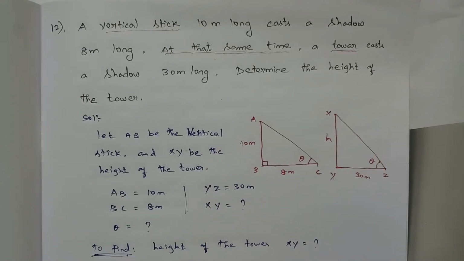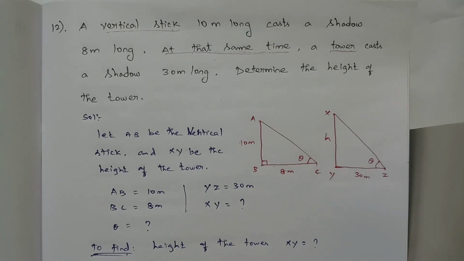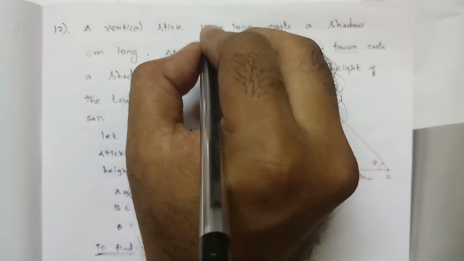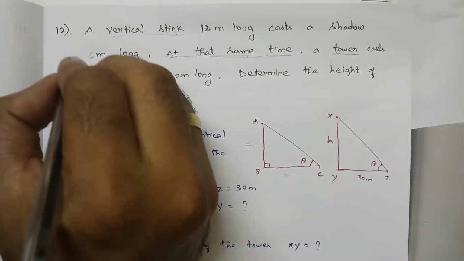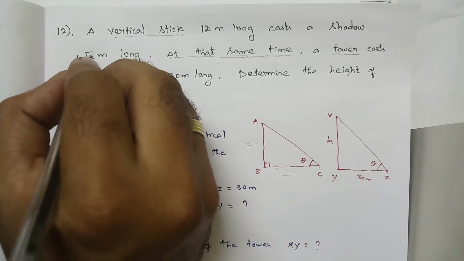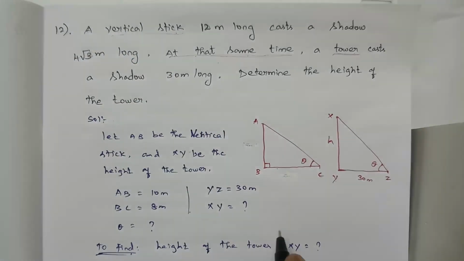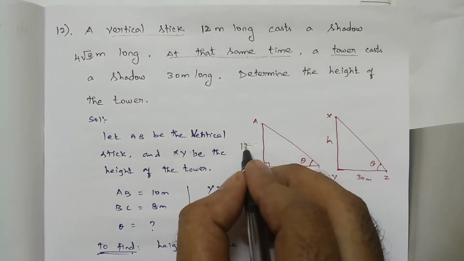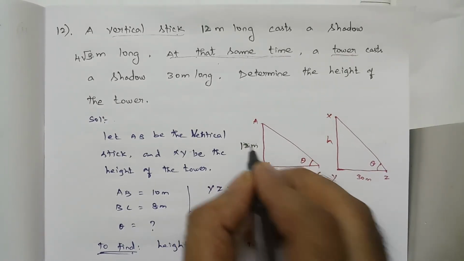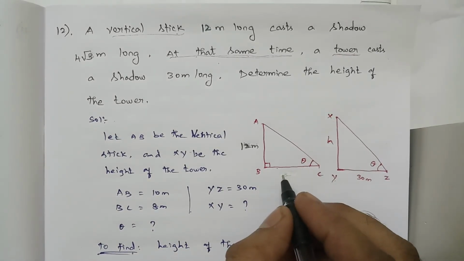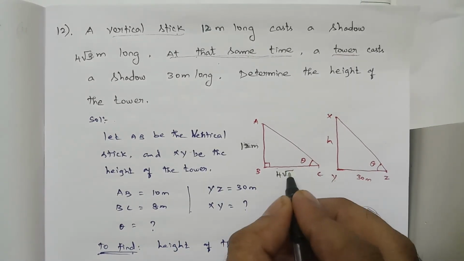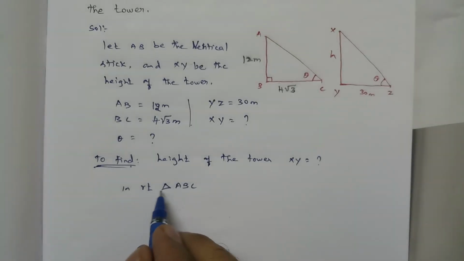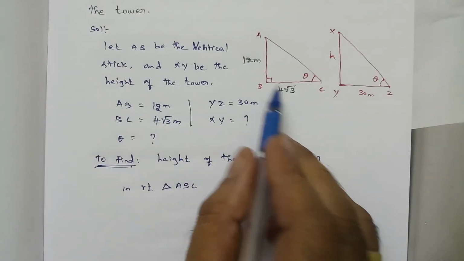A small correction in the question, first we will change the correction, right? A vertical stick 12 meter, not 10 meter. 12 meter long cast a shadow 4 root 3 meter long. So the height of the vertical stick is 12 meter, and the length of the shadow is 4 root 3 meter, right? In right triangle ABC, we know adjacent side and we know opposite side.